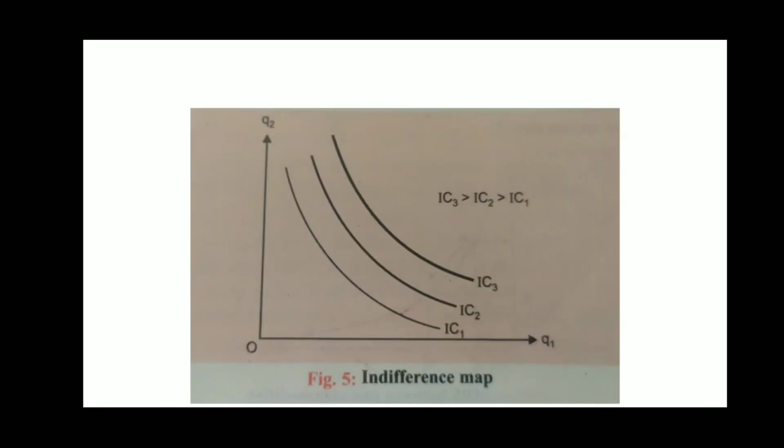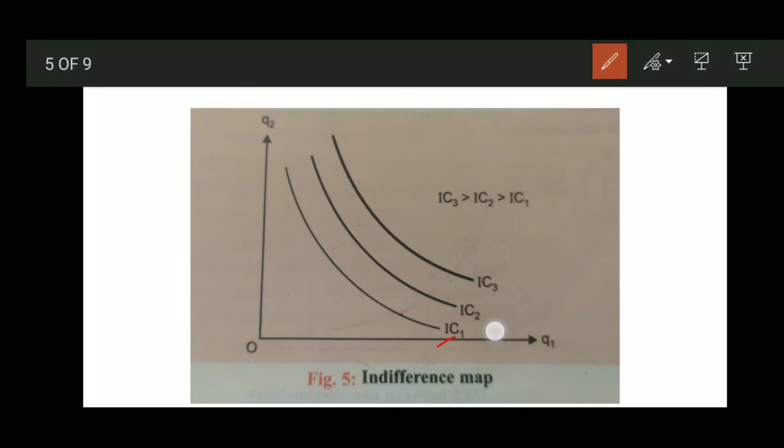In the diagram you can see that there are three indifference curves, IC1, IC2 and IC3. IC means indifference curve. Now the curve which is away from the origin, meaning the outermost curve, that is IC3, will give higher satisfaction, and IC1 will give the lowest satisfaction to the consumer. Clear? So this was the concept of indifference map.